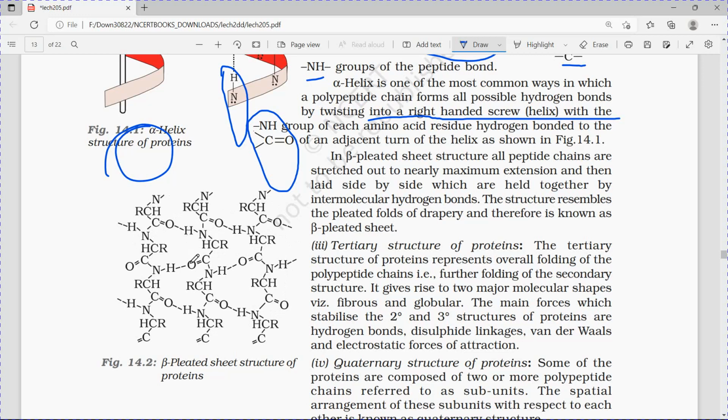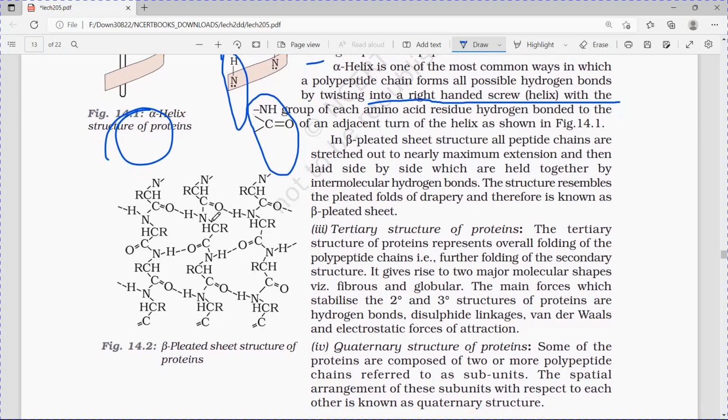So here, the hydrogen bond will be intermolecular hydrogen bonding. This is an amino acid group, right? There is CH, CO, here N, and here O. This is an amino acid group. This makes hydrogen bonding with another amino acid group. So this oxygen makes a bond with another amino acid group. So it is like this.